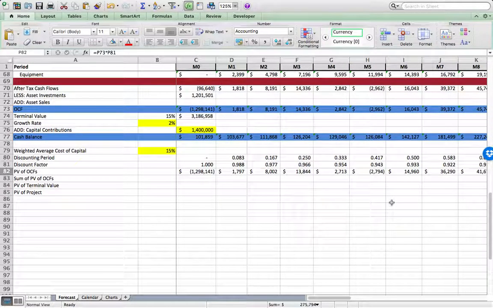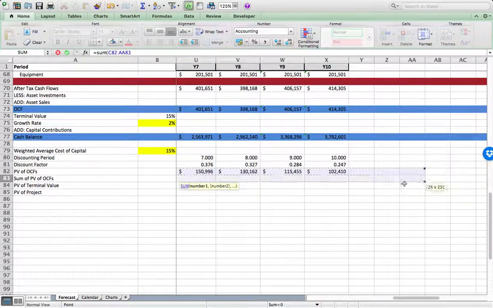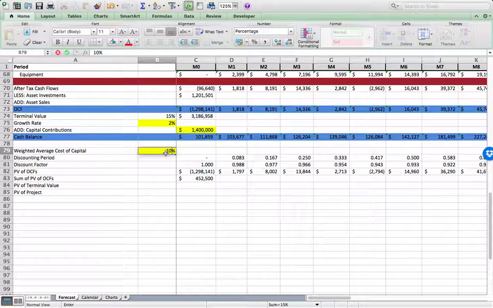Okay. Well, so I could take each of those cash flows and figure out what it's worth today. And then I could sum all of the values of what things are worth today. And that becomes what the value of them all together is worth today, and equals the sum of all those. And that would tell us what the present value of all of our operating cash flows are out to year 10. Okay, that's $452,500. Not bad. And again, you can see if we were to lower our weighted average cost of capital, that bumps up pretty good.